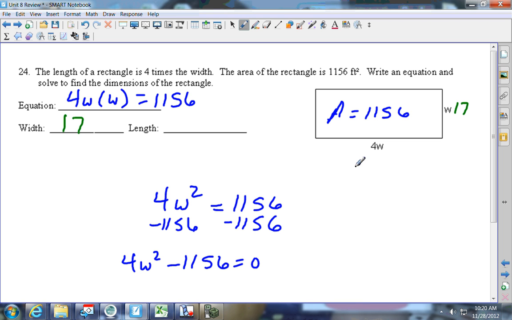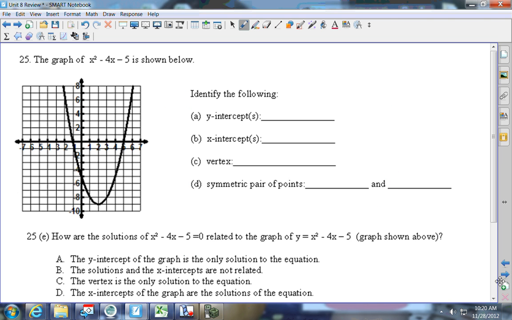Now, if the width is 17, the length is 4 times 17. Well, 17 times 4, 28, 2 and an 8. So the length is 68. Because you have two solutions, but you only want the positive one, two x-intercepts. All right, the next one, number 25.